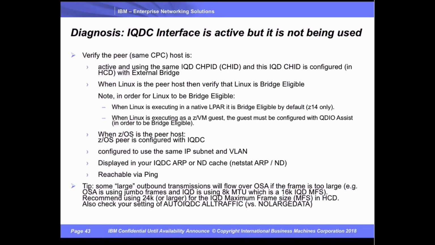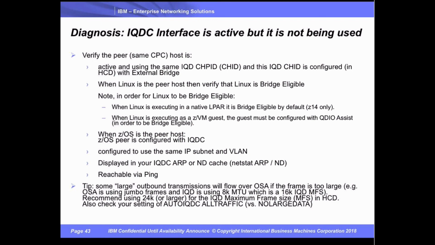When z/OS is the peer host that we're communicating with, then z/OS must be configured with IQDC, meaning auto IQDC that we talked about earlier. The configuration has to use the same subnet for connectivity, and VLANs optionally. They must match. If one side is using a VLAN, the other side must be using the same VLAN.